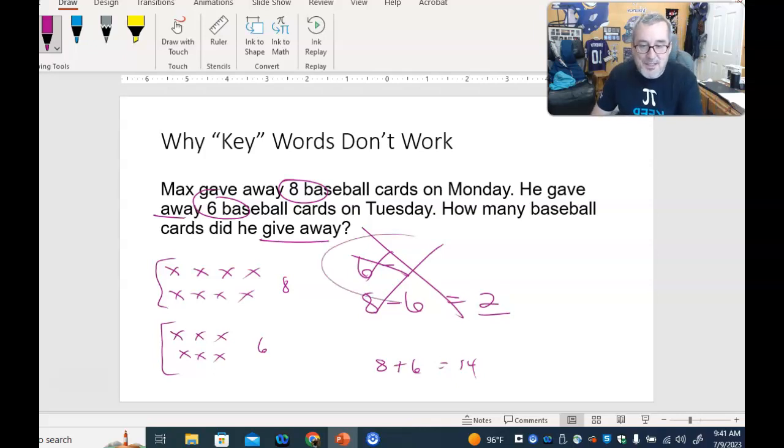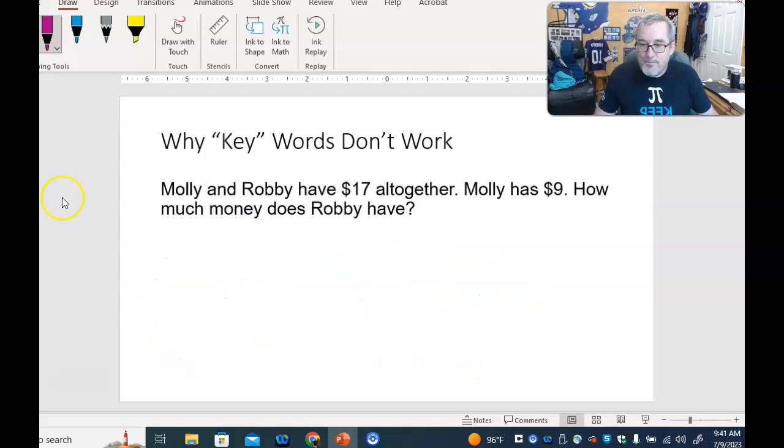They'll just think. Teach students to think. Teach students to draw pictures. Teach students to follow their noses and see what's happening. I will argue that without the keyword situation, more students will think and get the correct answer. I just have 2 more. Molly and Robbie have $17 altogether. Molly has $9. How much money does Robbie have?